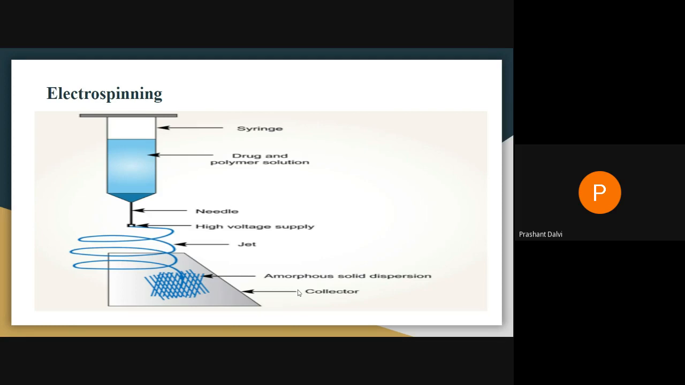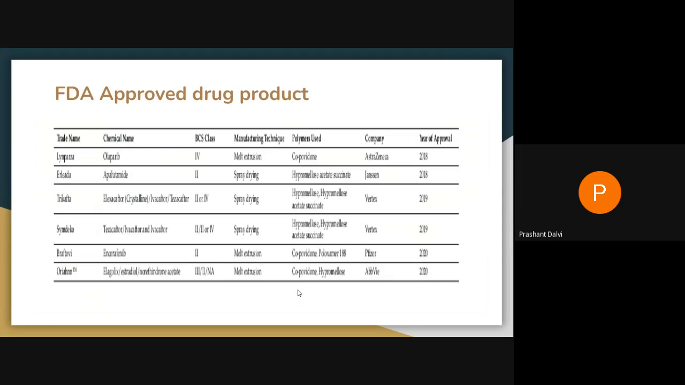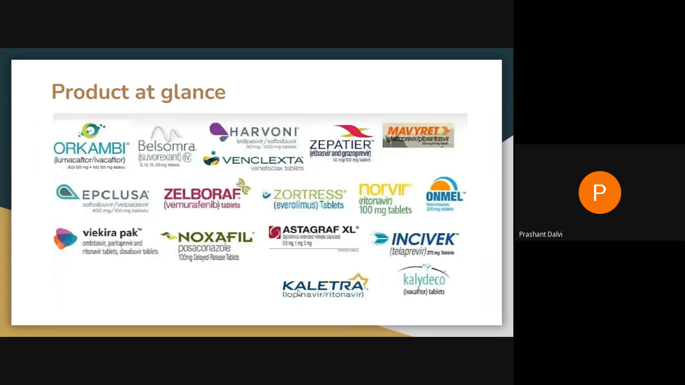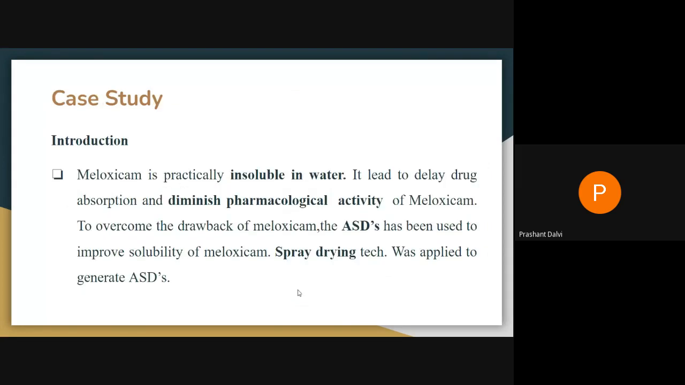Okay, further processing. Electrospinning is also an important technique. These are the FDA approved drug products available in the markets, prepared by different companies using different manufacturing techniques and different polymers, with their chemical names available under different brands. Products glance, that also I have.